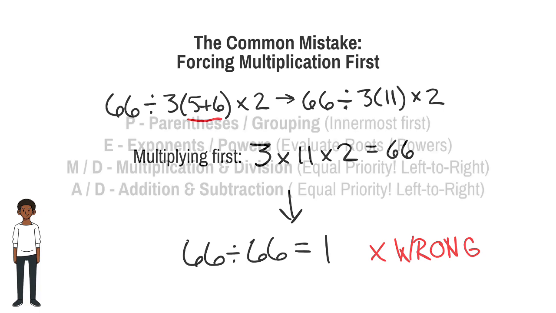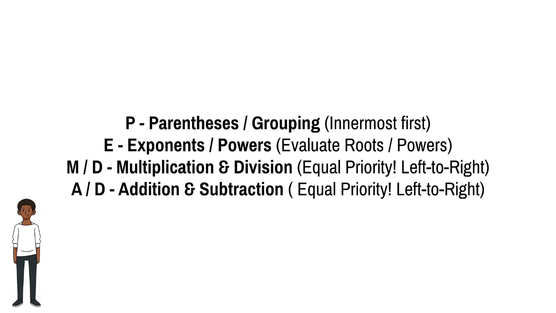Let's look at why. To solve this correctly, we have to follow PEMDAS, the order of operations checklist. P stands for parentheses, E stands for exponents or powers. Now, pay very close attention to M and D, multiplication and division. Multiplication does not come before division, just because M is written before D in PEMDAS. They share equal priority. When you have both multiplication and division in the expression, you must perform them strictly from left to right as they appear. The same rule applies to addition and subtraction at the very end.